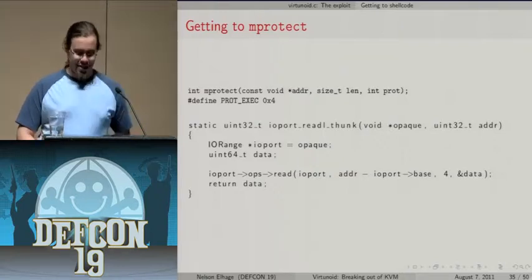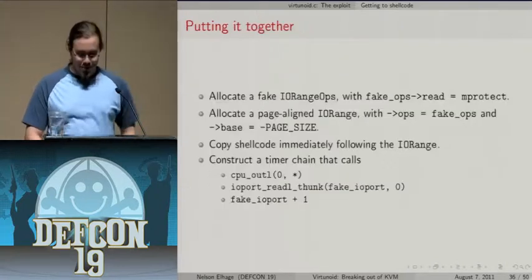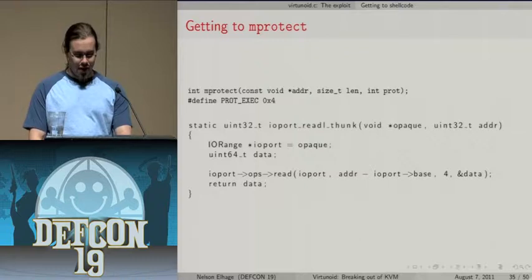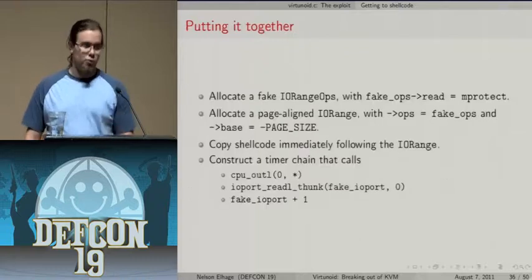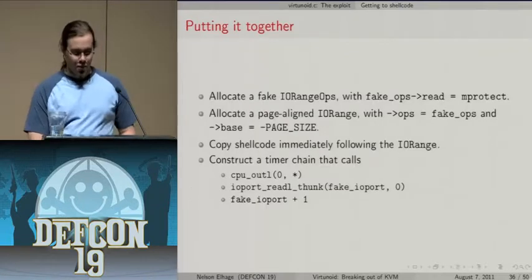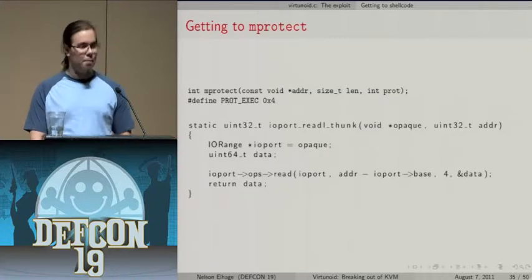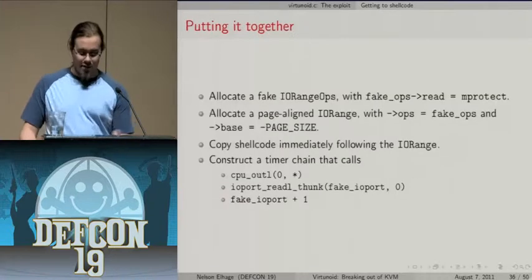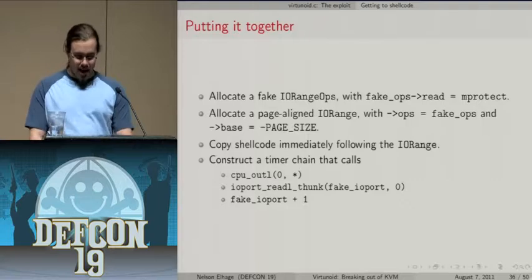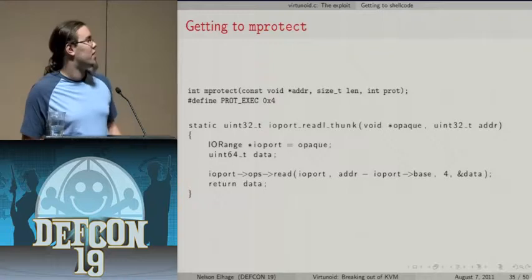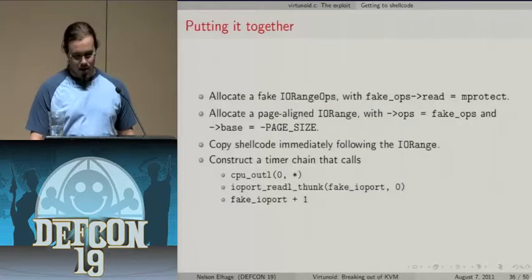All right, so to put the steps together, we need to allocate a fake IO range op struct, which is that operation structure. We need to set the read op to mprotect. We need to allocate an IO range object that needs to be page aligned because we're going to call mprotect on it. And it has ops pointing at fake ops, and base is set up such that that address minus IO port base computation yields a useful length.